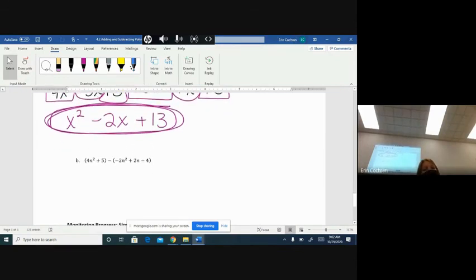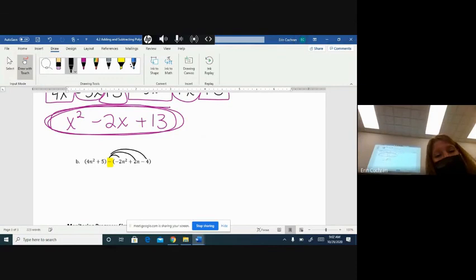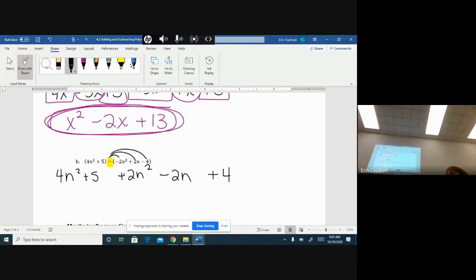All right, B. What should I do first? What are we doing in these 2? We are subtracting, right? So what should I automatically do? Distribute. So a negative and a negative is a positive 2n squared. A negative and a positive 2n is negative 2n. What's a negative and a negative 4? Positive 4.